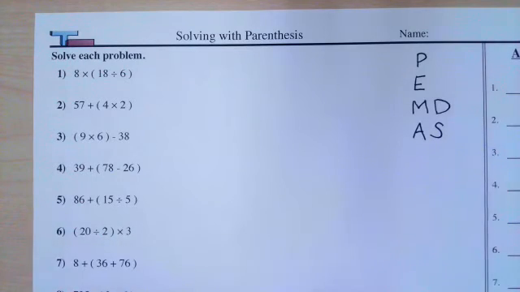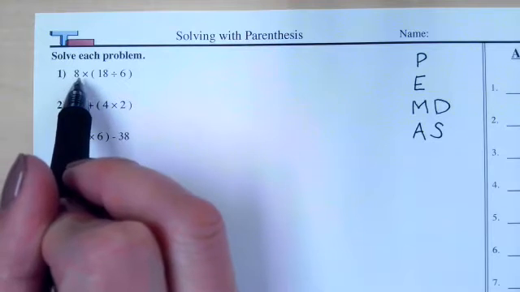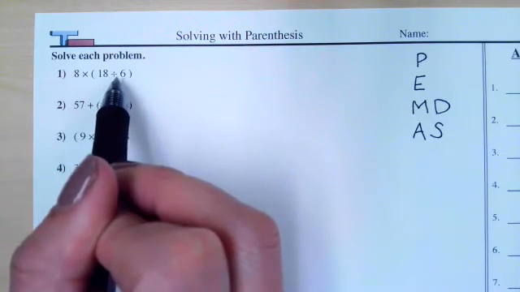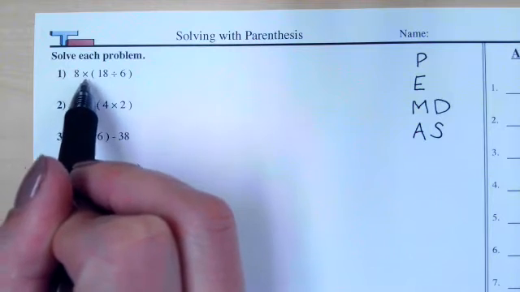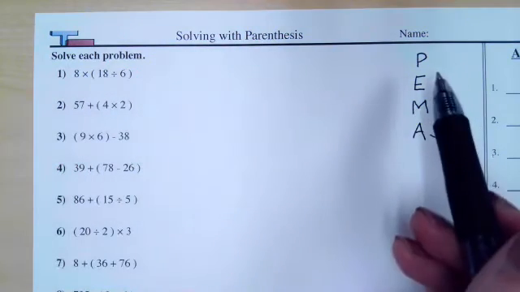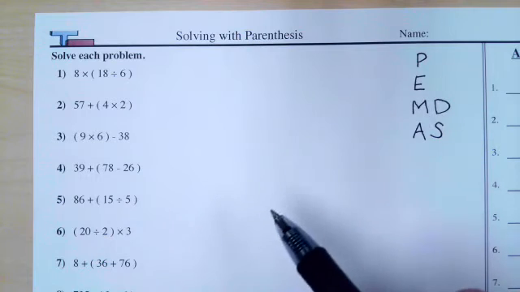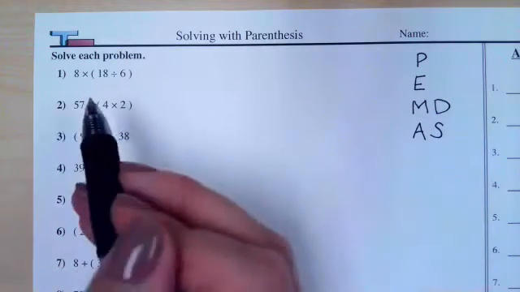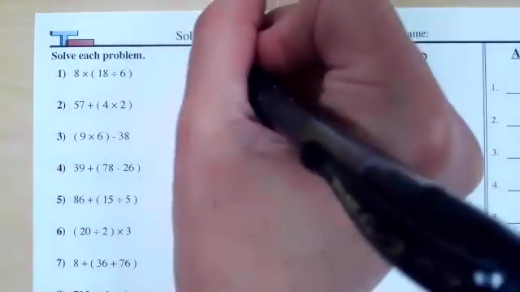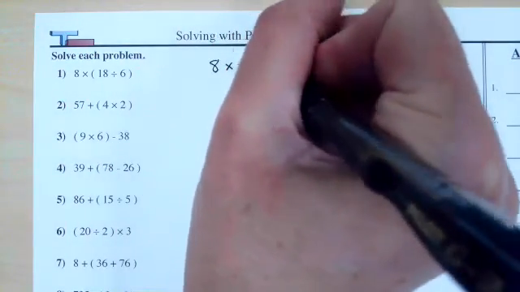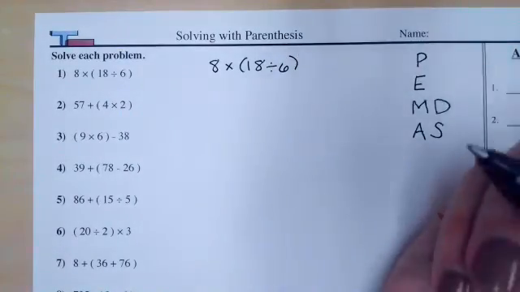All right, so let's do an example problem. Even though, number one, it's 8 times 18 divided by 6, we do not start with 8 times 18. We start with whatever's in the parentheses, because according to our order of operations, we always start with what's in the parentheses. So 18 divided by 6 is 3. So I'll just go ahead and write that here. 18 divided by 6.